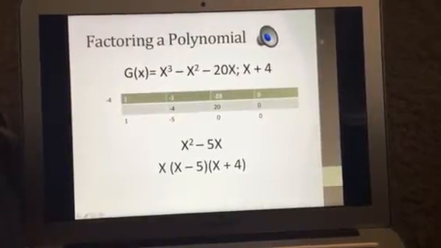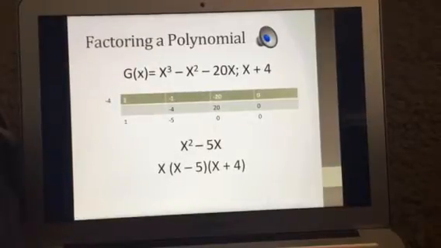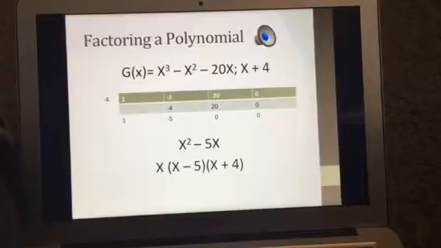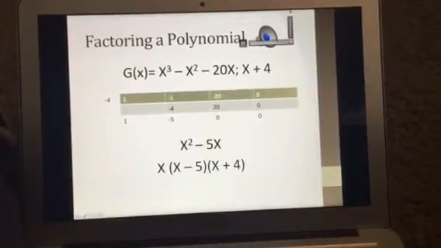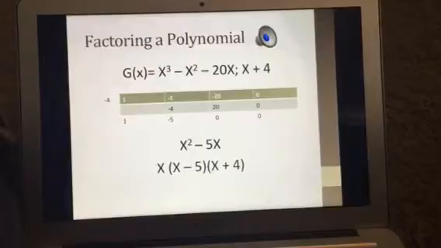So 1 times negative 4 is negative 4, and add that with negative 1, which gives you negative 5. Multiply that with negative 4, and that gives you positive 20. Add that with negative 20, and that gives you 0. Multiply that with negative 4, and that gives you 0. 0 plus 0 is 0. So since you know that there is no remainder, x plus 4 is a factor.